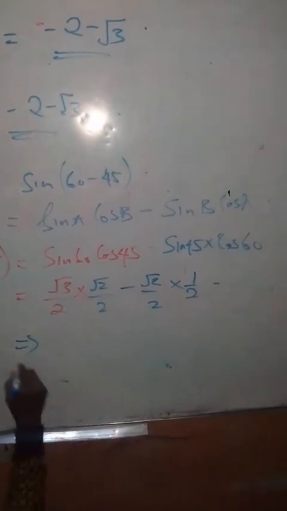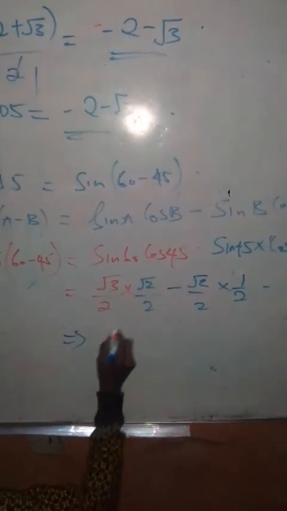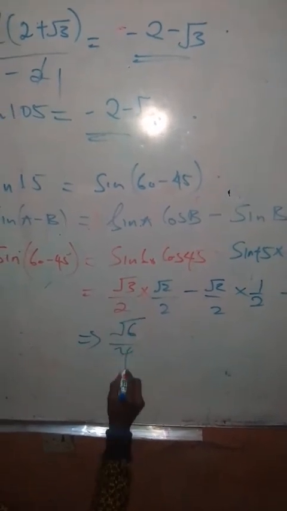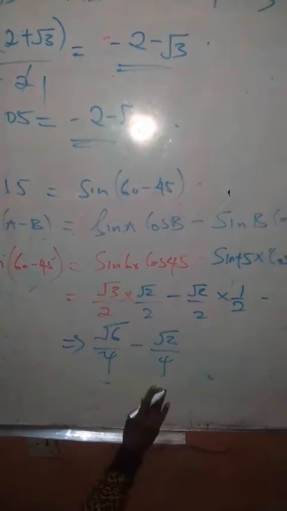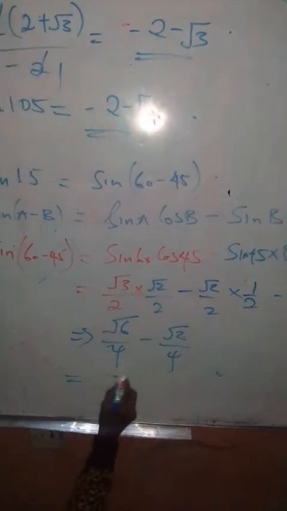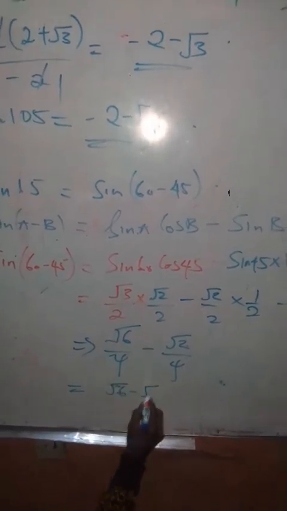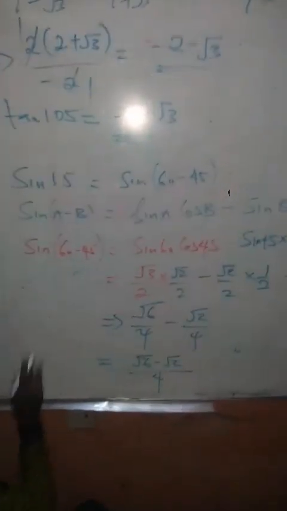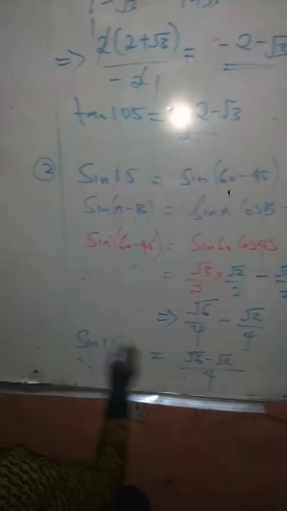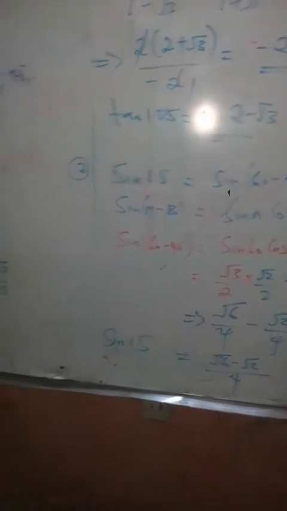So we have this simplified. We have root 6 over 4 minus root 2 over 4. Take the LCM. We have root 6 minus root 2 all over 4. That is the solution for sine 15. As simple as this. Finally, let's try something.